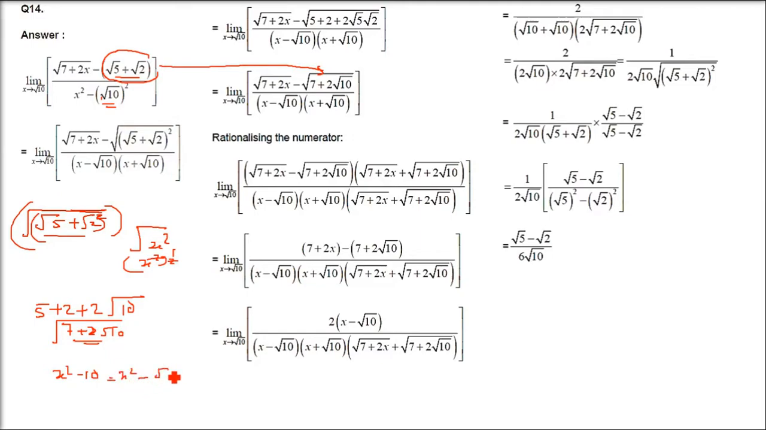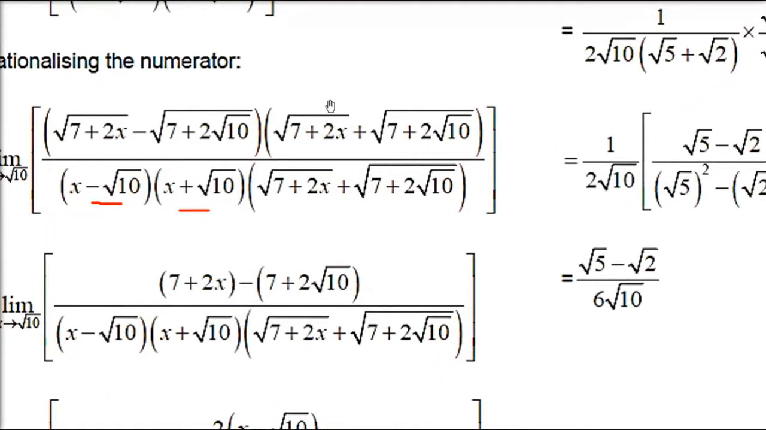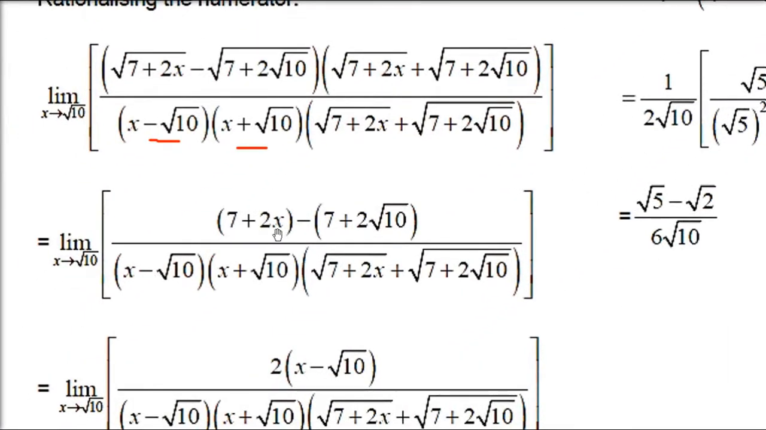x square minus 10. 10 can be written as under root 10 whole square. So here x minus under root 10 and x plus under root 10. So I am applying a plus b, a minus b here. When we apply here, if you see this, it was there because we have multiplied the plus and minus, that is rationalizing.